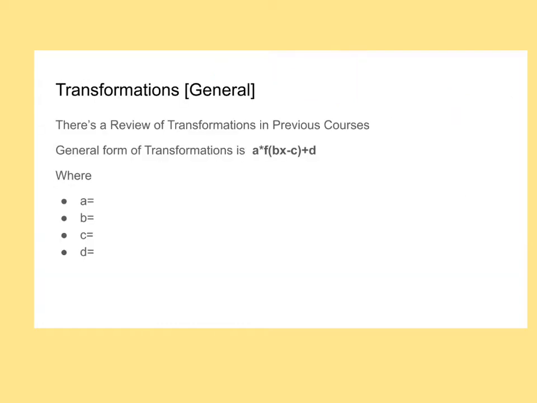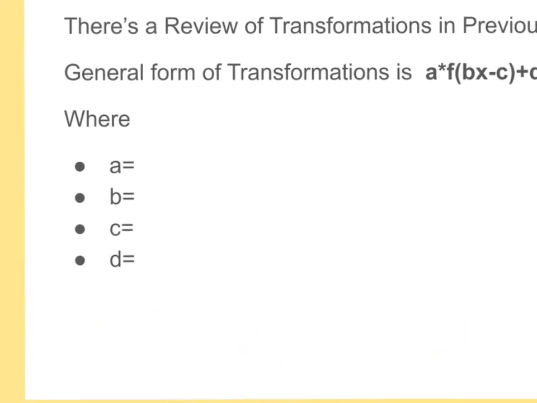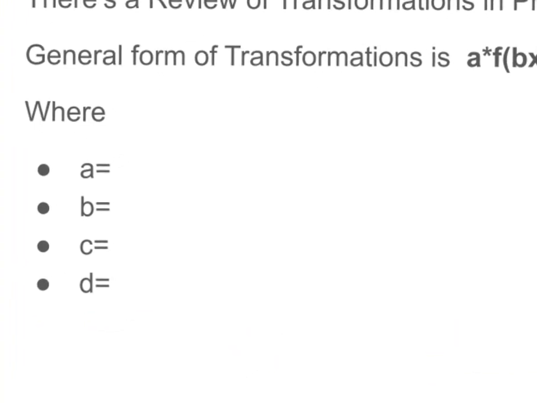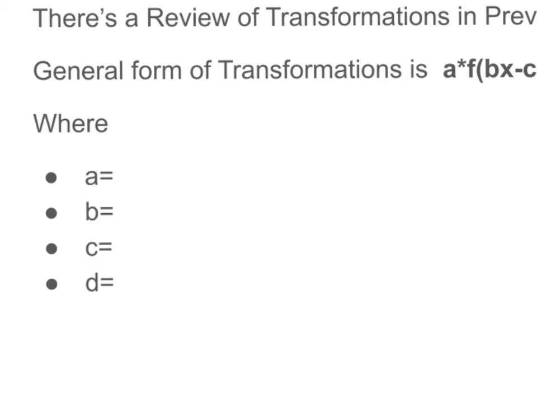Now, just like with our normal graphs, we have our transformations. And we have a general form where each letter here has a different value. Back in marking periods 1 and 2, the A value was essentially a vertical stretch. This either made things longer or made things more compressed vertically. The B value, that was a horizontal stretch or compression.